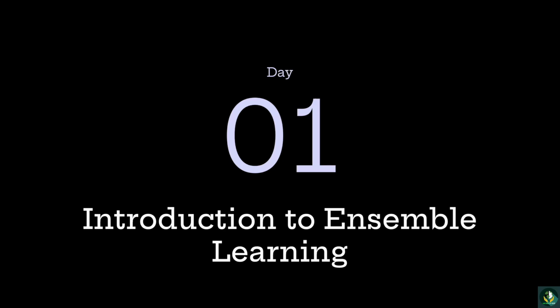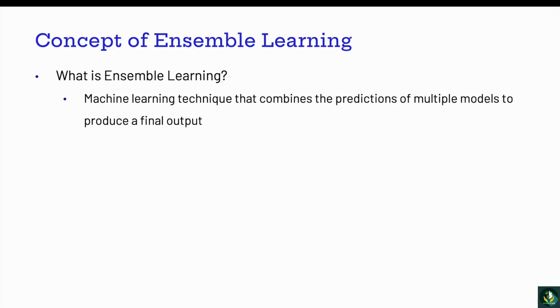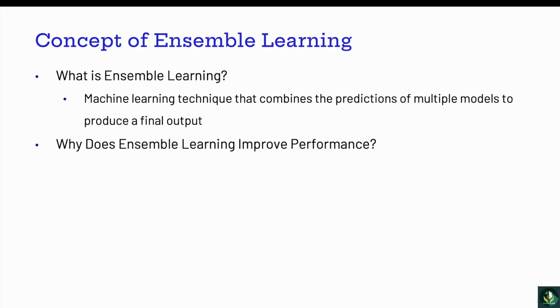Welcome to week 7, our day 1, Introduction to Ensemble Learning. Today, let's dive into first the concept of ensemble learning. Now, what is ensemble learning? Ensemble learning is a machine learning technique that combines the predictions of multiple models to produce a final output. The idea is that by aggregating the strengths of several models, the ensemble can achieve better performance than any individual model.